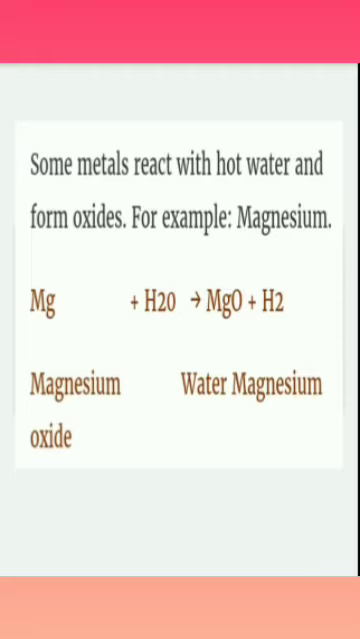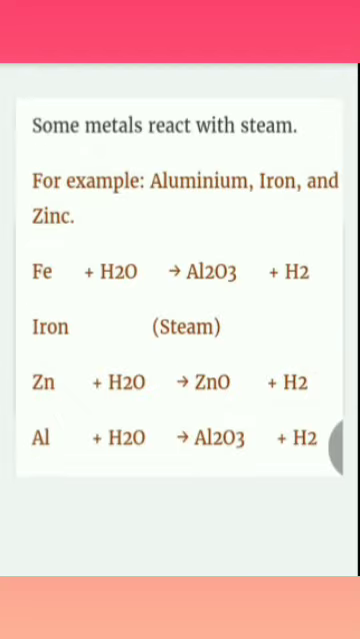And then some other examples. Some metals react with hot water and form oxides. For example, magnesium. Magnesium plus water gives magnesium oxide plus hydrogen. Mg plus H2O gives MgO plus hydrogen. And then some metals react with steam. They do not react with cold water and do not react with hot water, but only react with steam. For example, aluminium, iron and zinc, these three elements.